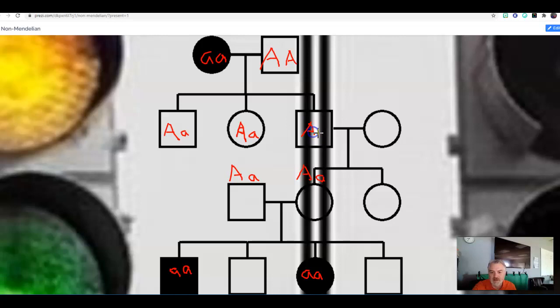Now, the other thing I forgot to mention, when you're looking at these, you want to determine if it's autosomal or sex-linked. So hopefully when you did your research, you realized that autosomal means that it is on one of your regular chromosomes, the 1 through 44 that don't have anything to do with your sex.